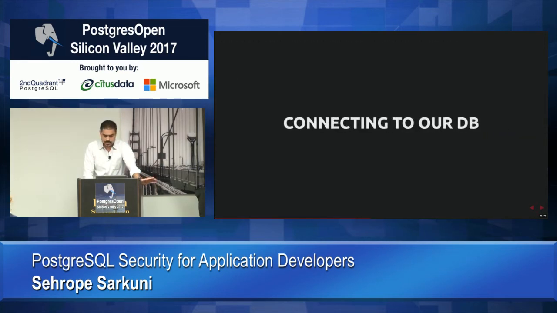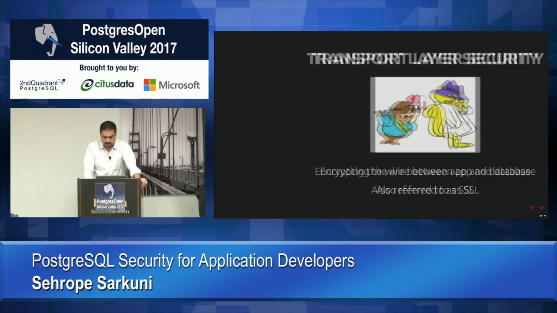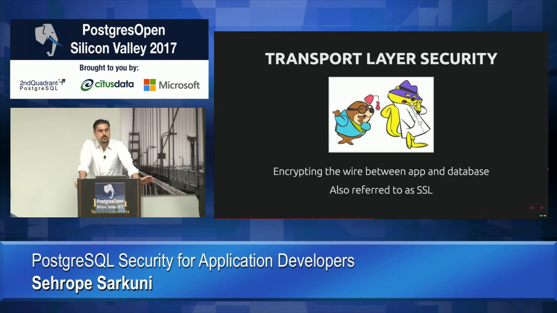So now let's actually connect our database and see how that stuff works. A big part of connecting to your database is making sure the connection itself is secure, and that's done using what's called transport layer security. Transport layer security, or TLS, also called SSL, is about encrypting the connection between your application and the database you're connecting to.